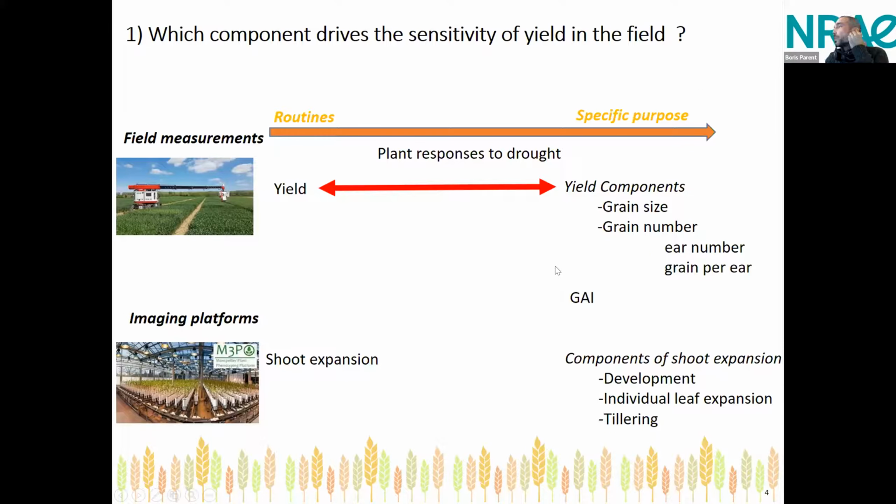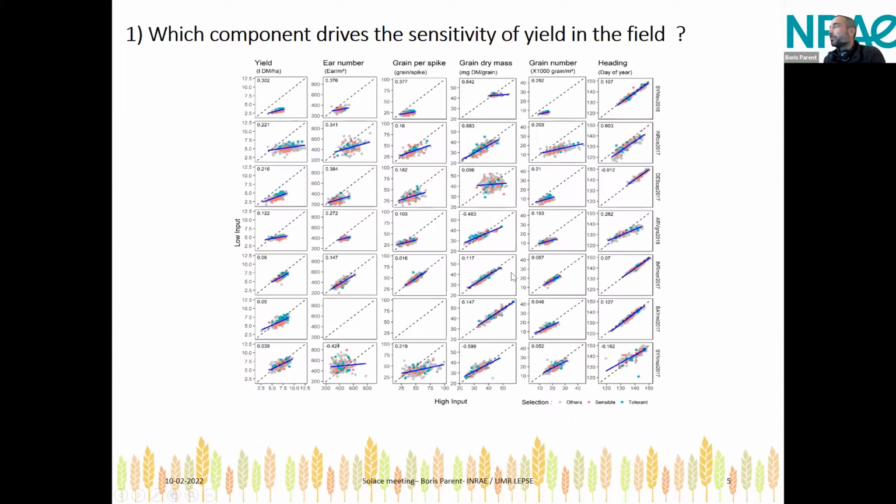So the first question, the link between the response of the yield components and that of yield. So that's the result of the SolACE in the field. I just want to show you one row. Each row is one site, with for each component the value in the high inputs on the x-axis, and the y-axis is low inputs. So for example here we have a strong effect of the low input treatment. We are far from the first bisector. So there's a big effect of the low input treatment.